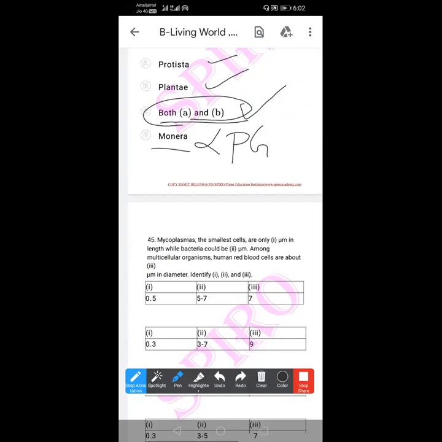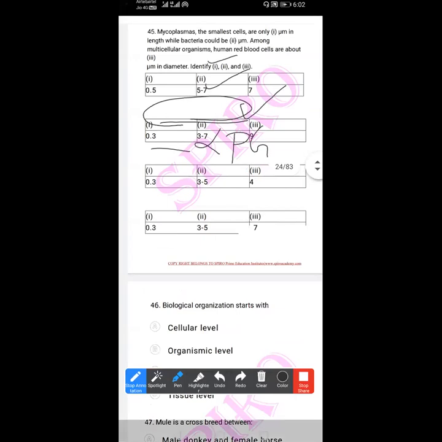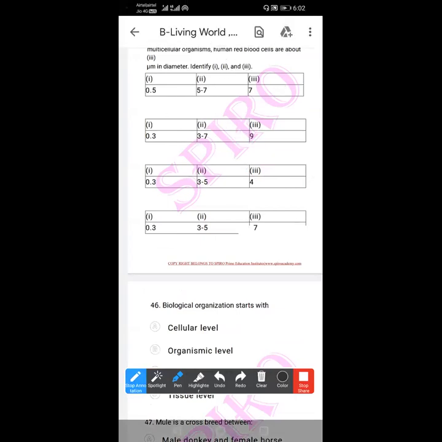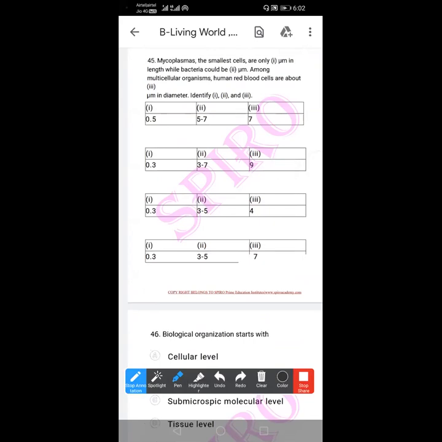So proceeding to the next question, question number 45. Dear student, this is a direct NCERT one. You see, they are asking about the size range of the first one. It is the mycoplasma. Mycoplasma is the smallest known living cell, 0.3 micrometer, right? So here, there is a chance for these to answer. Well, bacteria is 3 to 5. So now there is a chance for this.